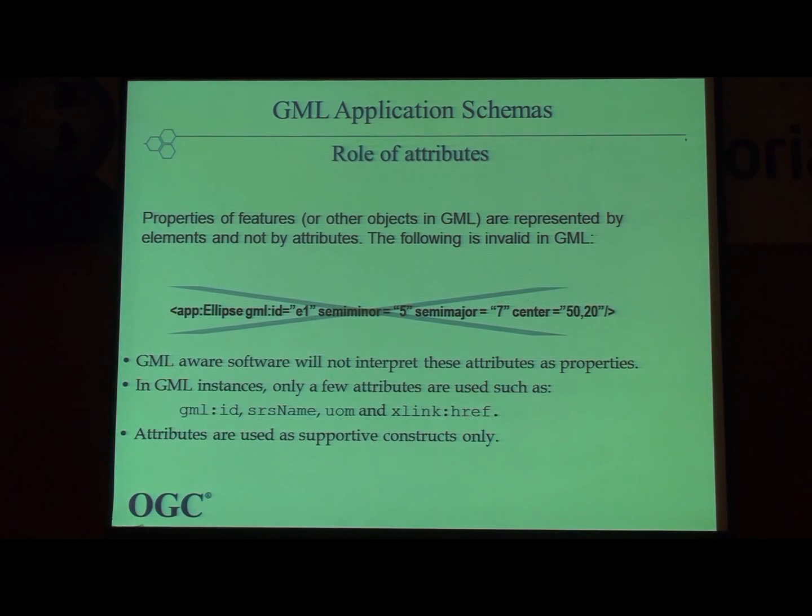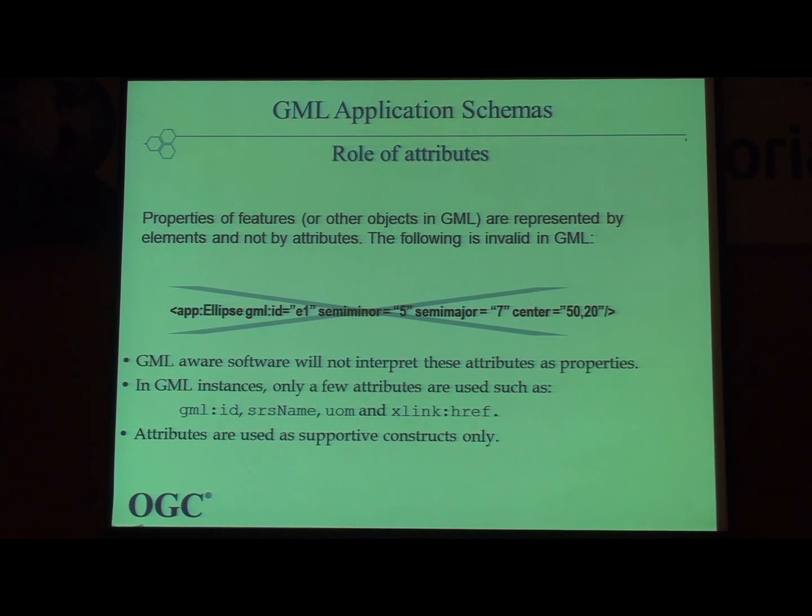Now, when creating GML application schemas, there are some rules and best practices to follow, and these have been developed over years of creating application schemas by different communities. Basically, properties of features, or even other objects in GML, are represented by elements and not attributes. So you would not encode a new geometry like this ellipse. You would not represent semi-minor and semi-major axes using attributes, mainly because GML-aware software would not interpret these as properties and wouldn't understand how to process this.